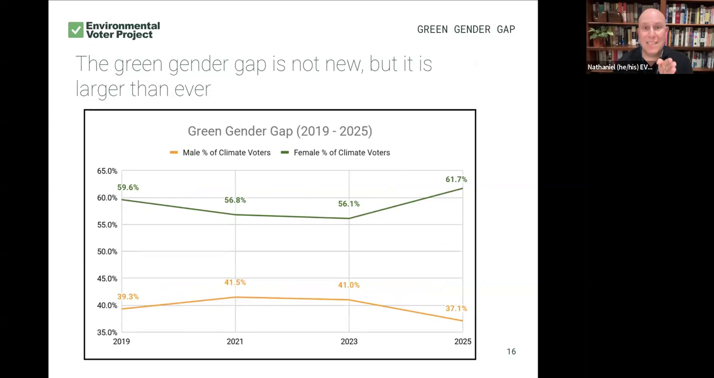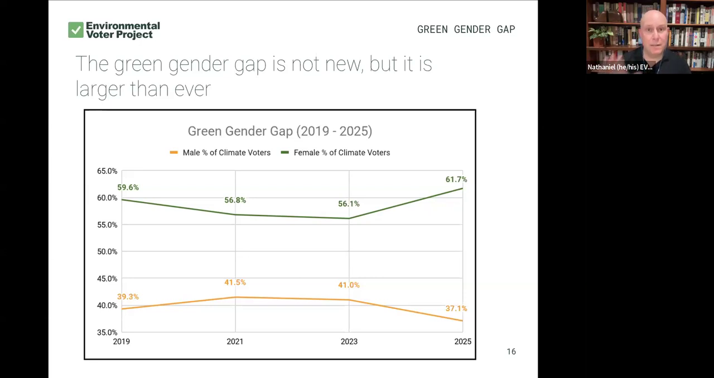Also, this is not a new thing. Now, EVP has not been around for a long time, but we do have 4 data points over the past 6 years. And as you'll see, this gender gap among climate voters has been pretty big for a while, but boy, did it get much, much larger recently.